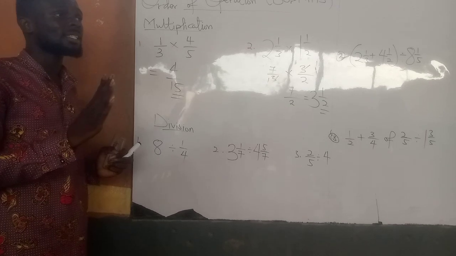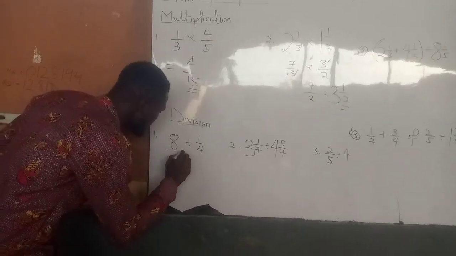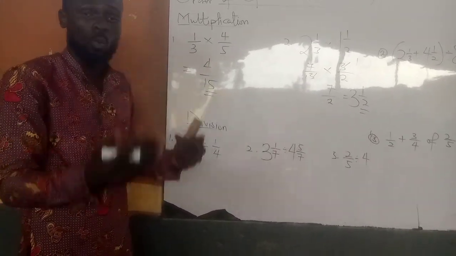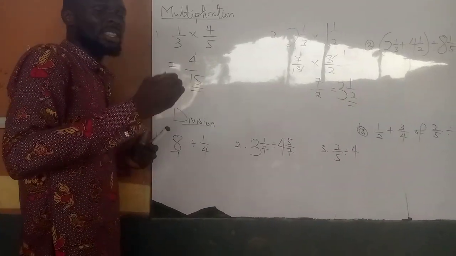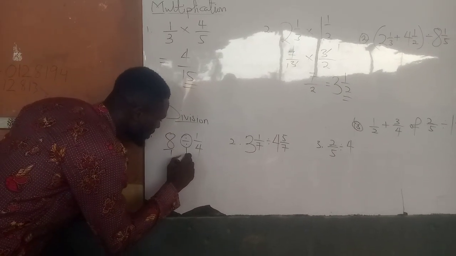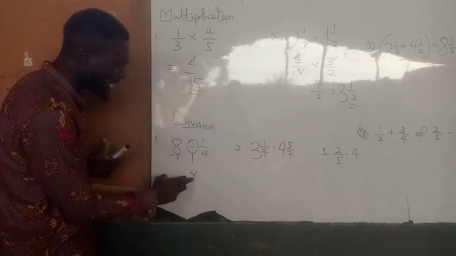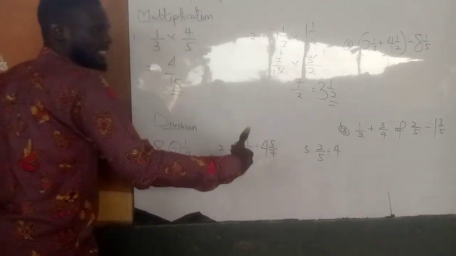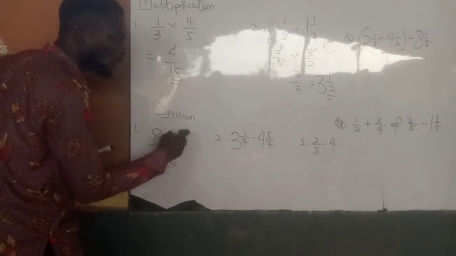Now remember, we just said in terms of fraction, every whole number is over 1. So this 8 is out of 1, which is going to give you 8 over 1. Good. Now we have division. To work with division, we have to change the division sign into multiplication. Once you change the division sign into multiplication, the fraction on your immediate right is 1 over 4.